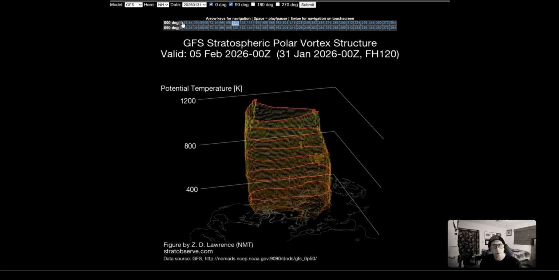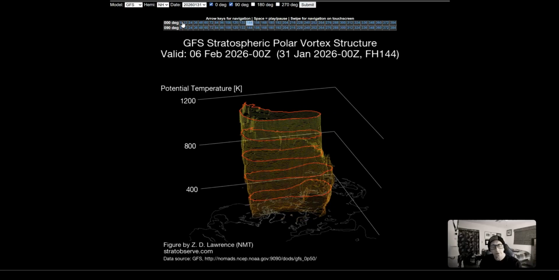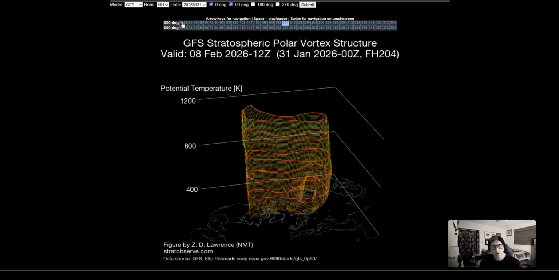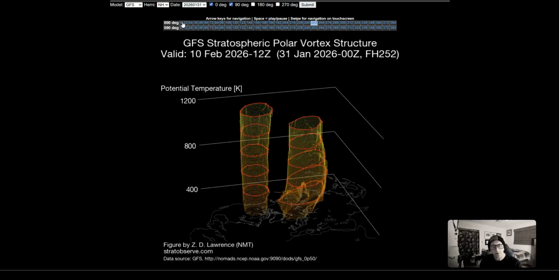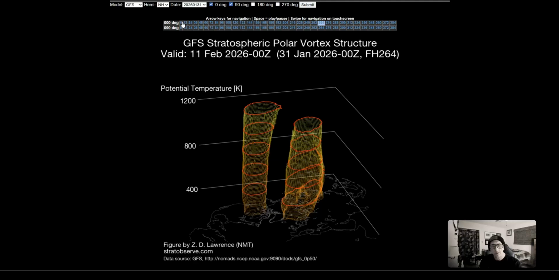This is 4th February. And then it stretches out again some, right? And look what happens here towards the end of this. You have almost what looks like two large tornadoes, right? But the polar vortex is totally split right here, which is between 1200 Kelvin and down to the surface, really.